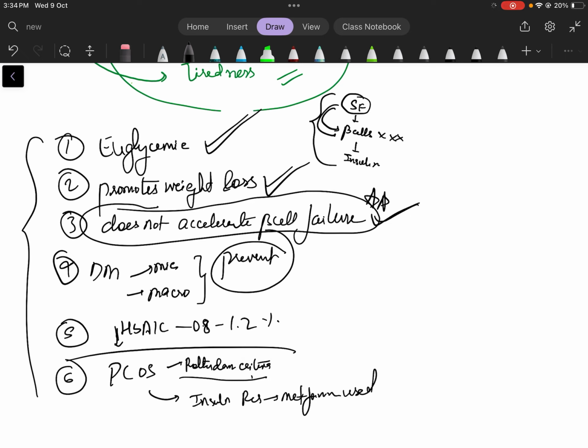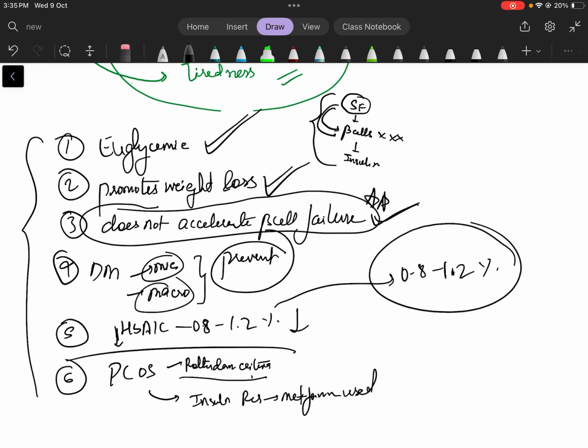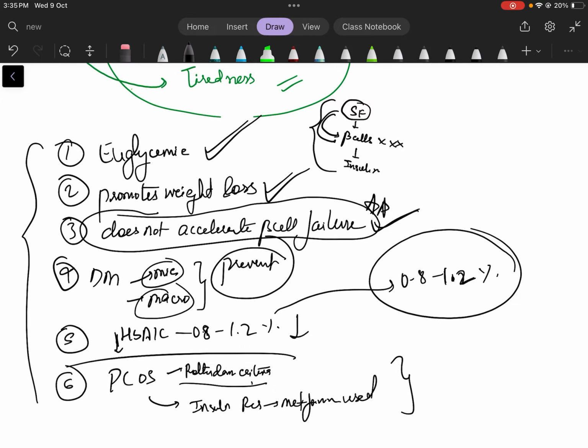And it has the potential to prevent both your microvascular as well as macrovascular complications and reduces your HbA1c by 0.8 to 1.2%. I cannot say it reduces HbA1c in all patients, but in the majority of patients when started with metformin with good dietary control, it has been shown to reduce HbA1c by 0.8 to 1.2%. And of course it is also used in case of PCOS with insulin resistance. So these are special features which have been seen with metformin.